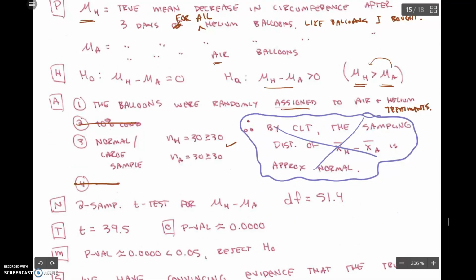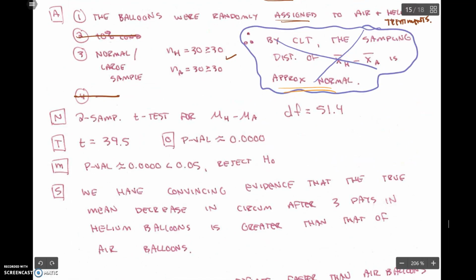I guess I'll read it to you. By the central limit theorem, the sampling distribution of the difference in my sample means is approximately normal. Sounds nice if you word it right, but name the test. This is a 2-sample t-test for the difference in means. This, and this all came from the calculator.